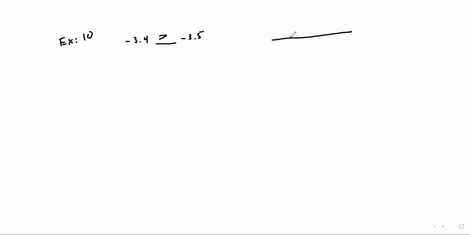Also, on a number line, if this is -4, this would be -3, and then 0 would be here. -3.4 is further up on the number line, so therefore -3.4 would be bigger than -3.5. All right, let's look at another one. Number 14.